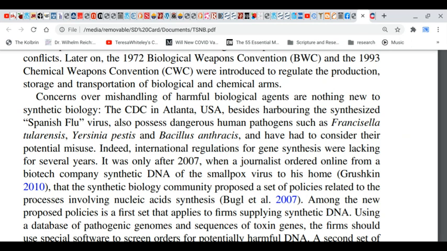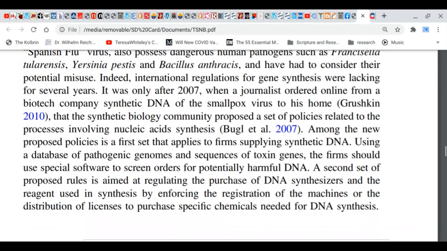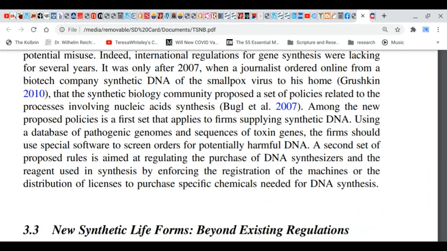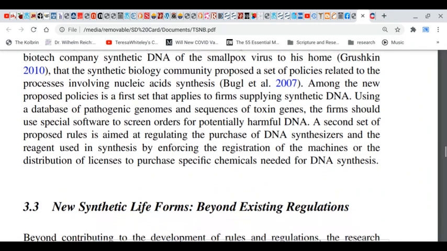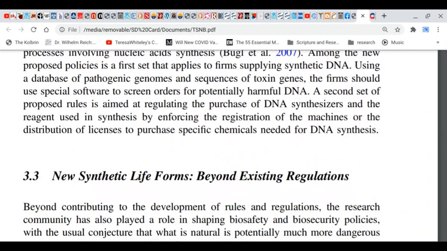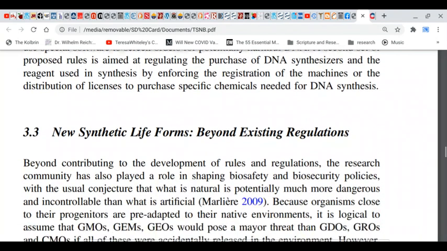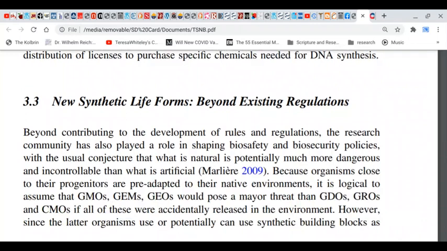Among the newly proposed policies is a first set that applies to the firms supplying synthetic DNA. Using a database of pathogenic genomes and sequences of toxin genes, the firms should use special software to screen orders for potentially harmful DNA. A second set of proposed rules is aimed at regulating the purchase of DNA synthesizers and the reagents used in synthesis by enforcing the regulation of the machines or the distribution of licenses to purchase specific chemicals needed for DNA synthesis. The new synthetic life forms are beyond existing regulations.